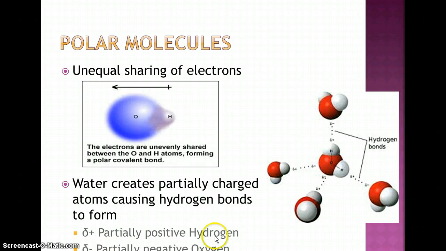The oxygen then, since our electrons spend a little bit more time with the oxygen, we're going to call the oxygen partially negatively charged.